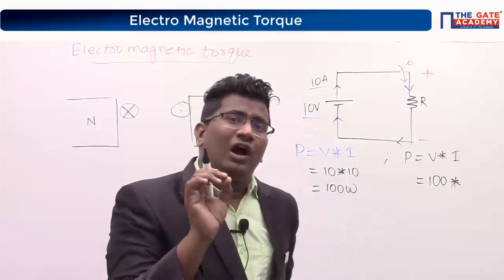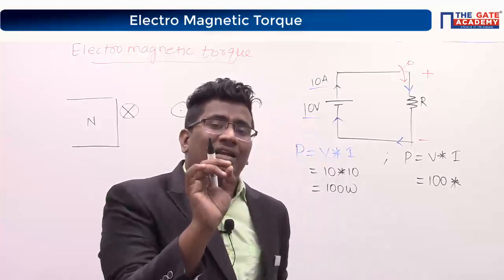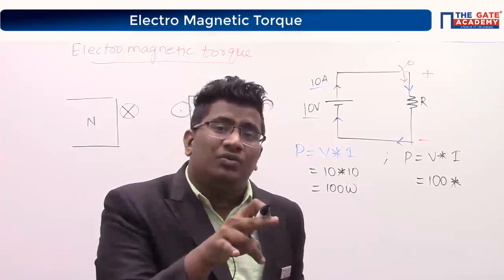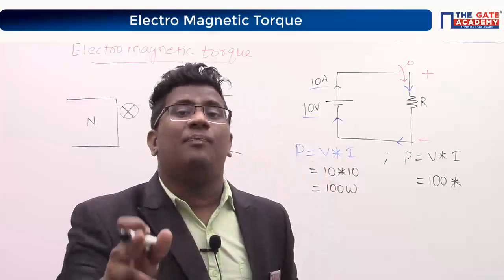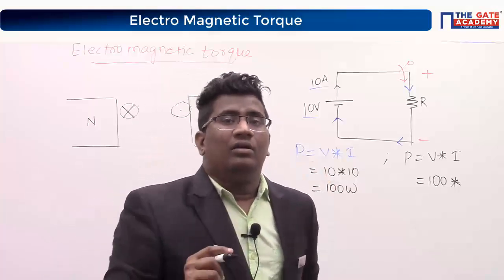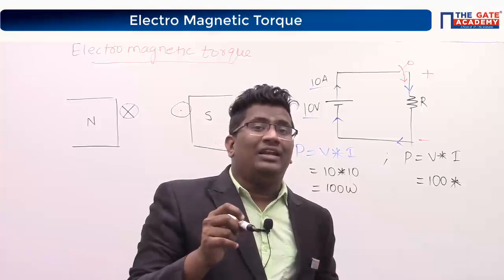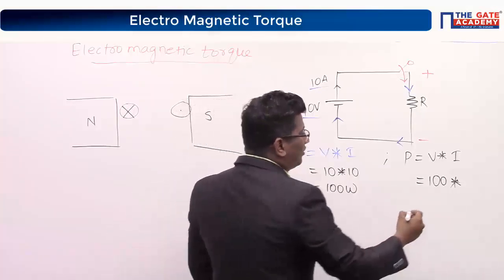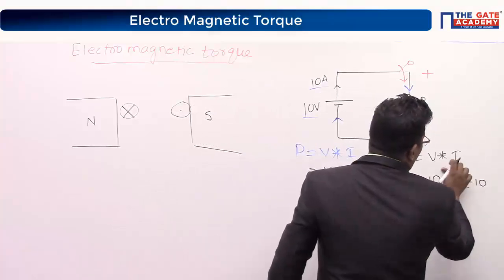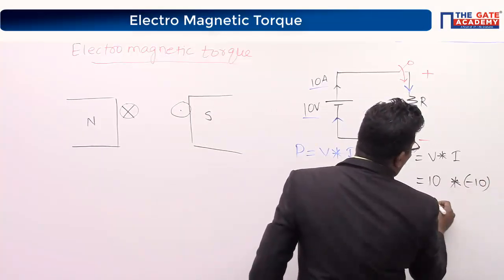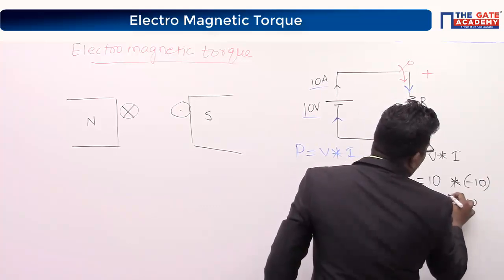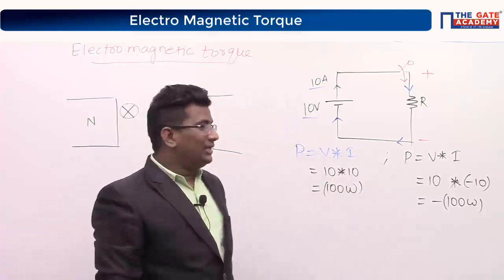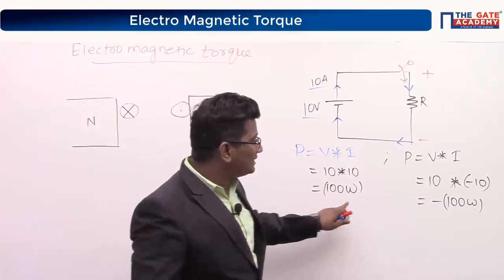If you are taking the current direction which is coming out from the positive polarity as positive, then when it is entering, what polarity do you have to take? If you are taking current leaving as positive, when it is entering you have to take it as negative, right? Therefore, it means 10 into minus 10, so minus 100 watts. Tell me, what is the difference between these two? Polarity only. This is positive polarity. This is negative polarity.